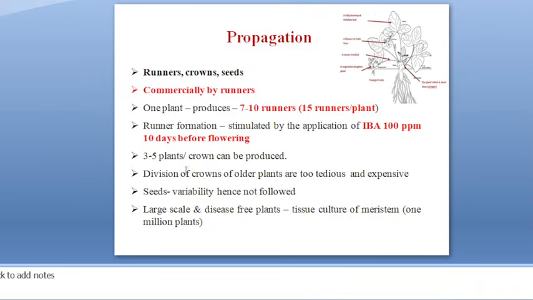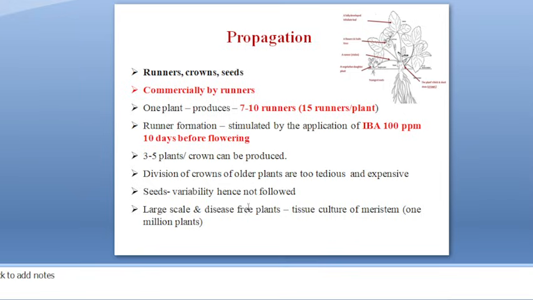Even crowns we can use. The plant will produce around 3 to 5 crowns per plant. But the disadvantage is that whenever we try to divide or separate the crowns, it is a little bit difficult. That's why we are not using crowns as a commercial propagation method. And seeds normally have no viability, and there will be no uniformity in the plants also.